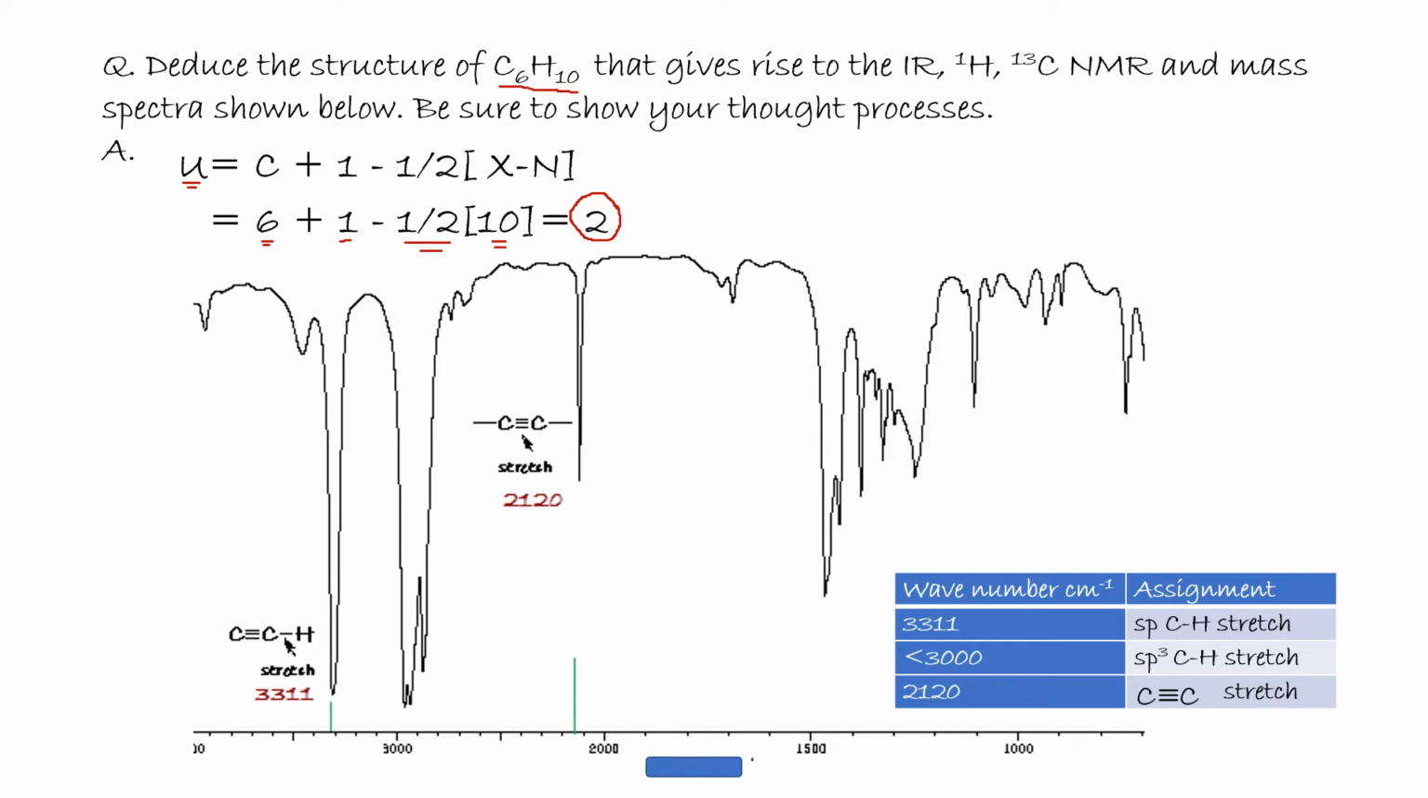As we know, unsaturation of 1 means a double bond or ring. If you have an unsaturation number of 2, it means that you have 2 double bonds or 2 rings, or 1 double bond and 1 ring, or 1 triple bond.